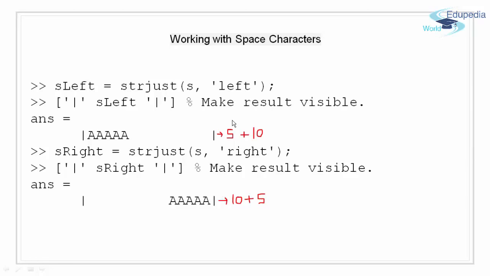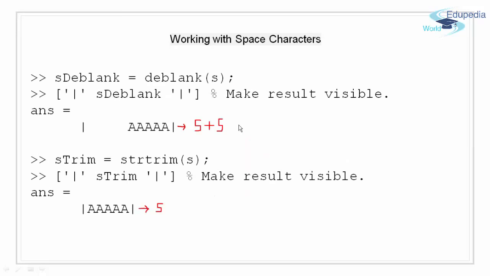Similarly, right justification does not delete the spaces but moves them to the right. So we have 10 spaces and then 5 A's. So S right is the right justification of the string S. As you can see, the 10 spaces have come to the left side and all the 5 A's have gone to the right side. Point to note, as already discussed, is that spaces are not deleted, they are just rearranged.